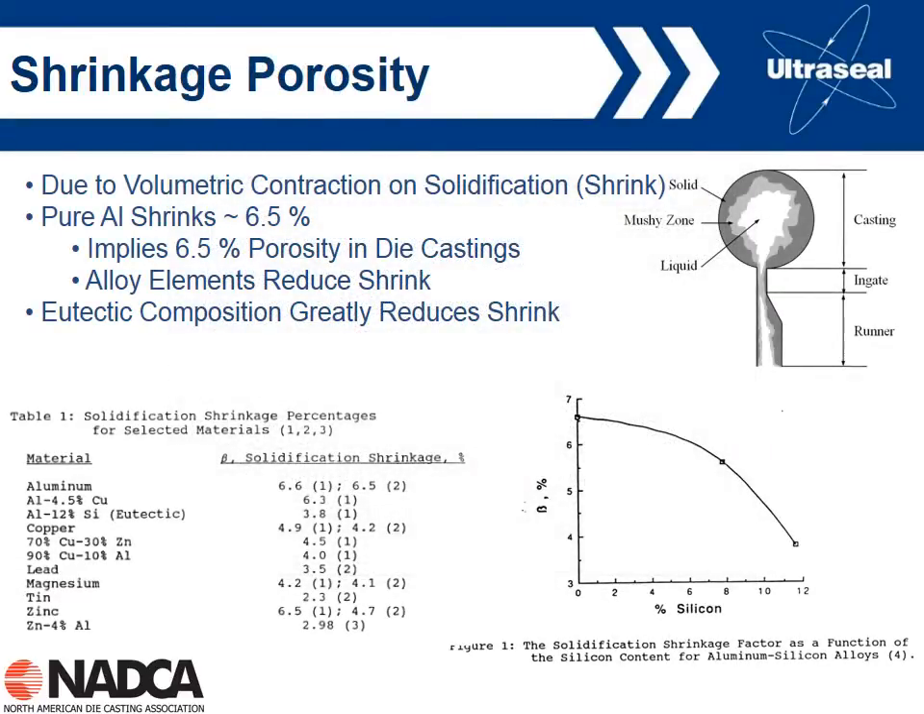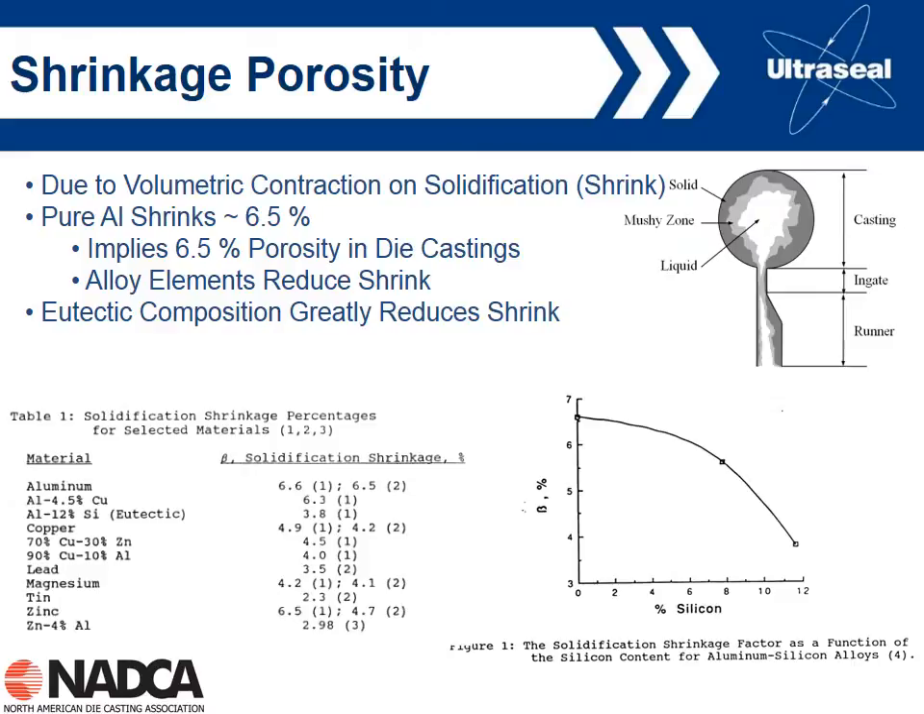So one of the things I want to emphasize here is that shrinkage porosity has a much bigger impact in the die casting process than we traditionally thought. Normally, when we're thinking about porosity, we think about gas, we're talking about entrapped gases and things like that. But I think we really need to take a look at shrinkage porosity to better understand how it forms. And as we talked about before, it's due to this volumetric contraction on solidification.